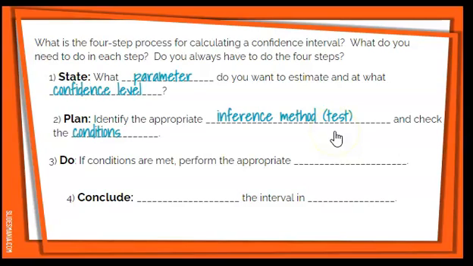The second step is to identify, and you want to identify the appropriate inference method, which is test. Right now, the only one we have is the 1 proportion Z interval. And then you want to check the conditions. All of that is part 2 in plan. In the do step, if the conditions are met, and usually they are, perform the appropriate calculations, showing your work. And then lastly, to conclude, you want to interpret the interval in context.